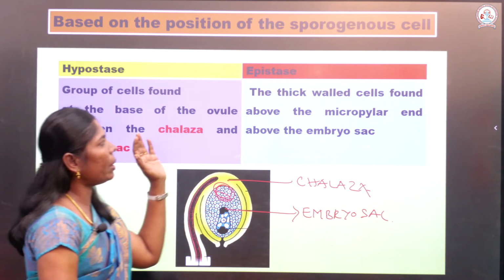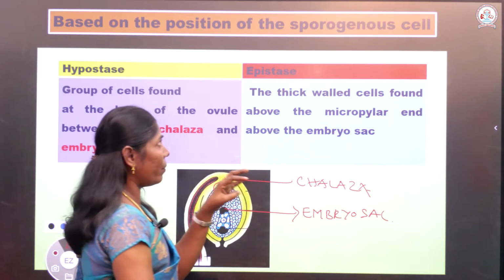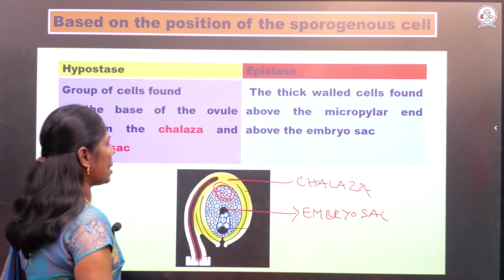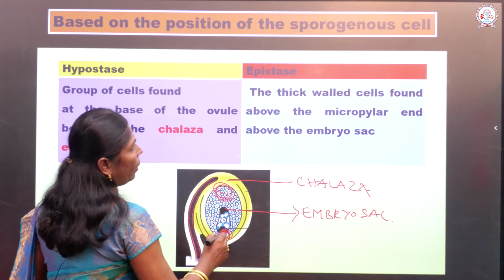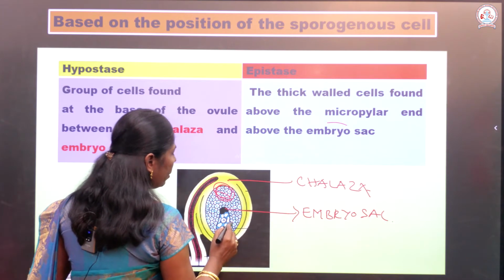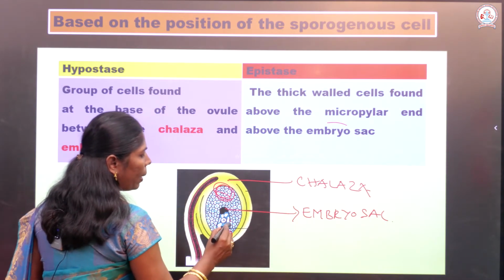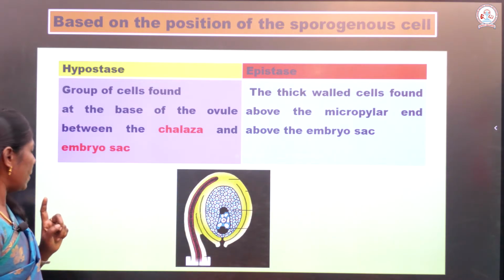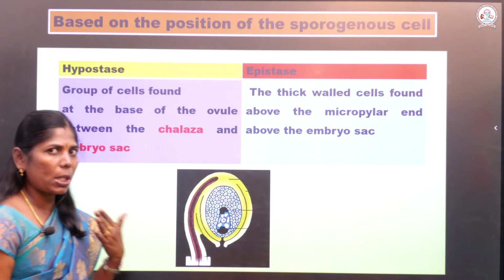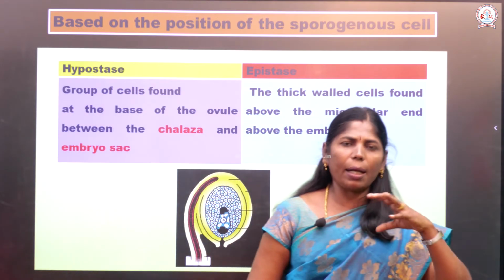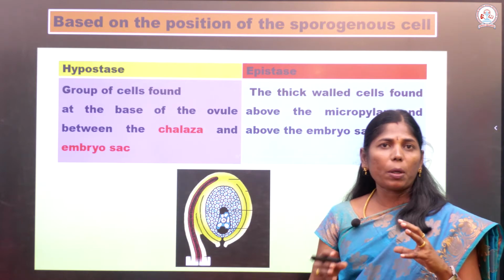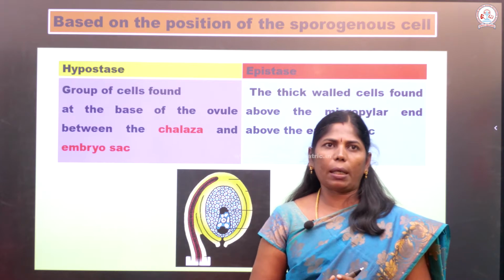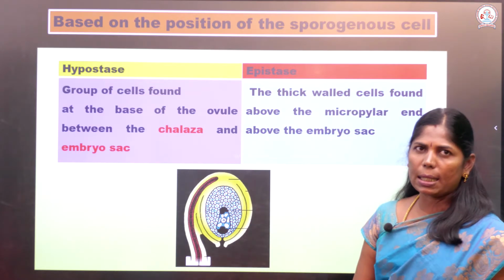What about the epistase? In the epistase, the group of cells are very thick walled. Here we can see thin walled cells, and here thick walled cells. The thick walled cells are present just above the micropylar region, between the micropylar end and the embryo sac. That is known as epistase. So hypostase is a group of cells between the chalaza and embryo sac, and epistase is a group of very thick walled cells between the micropylar end and the embryo sac. Based on the position of sporogenous cells, it is classified into two.